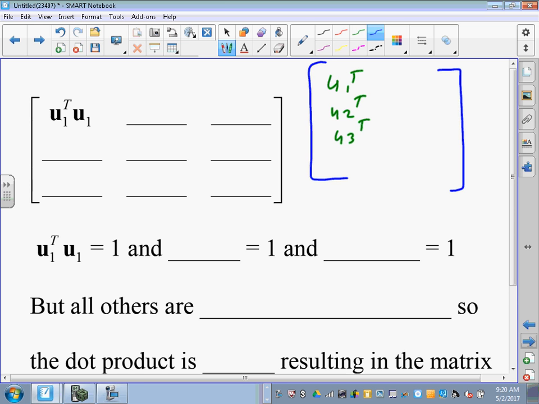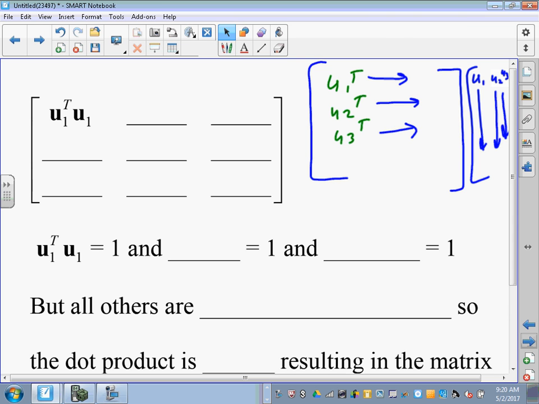So this is going to have 3 components, right? The first value, the second value, and the third value. It's going to be going this way. And then I'm going to multiply that by U1, U2, and then U3. But those are 3 vectors that are going this direction, right? The transpose, they're going this direction. Okay? Does that make sense?